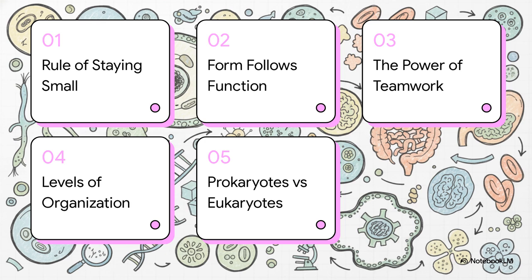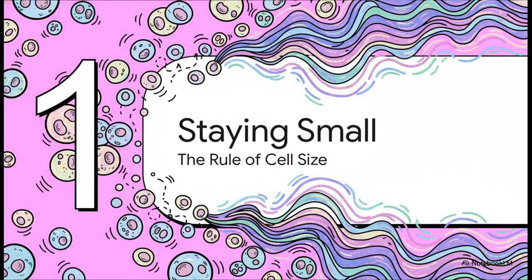So here is our roadmap for today. We'll start with the rule of staying small, move on to form follows cellular function, check out the power of teamwork, scale up to the levels of biological organization, and finally, we'll pit prokaryotes against eukaryotes. All right, Section 1, the rule of staying small.